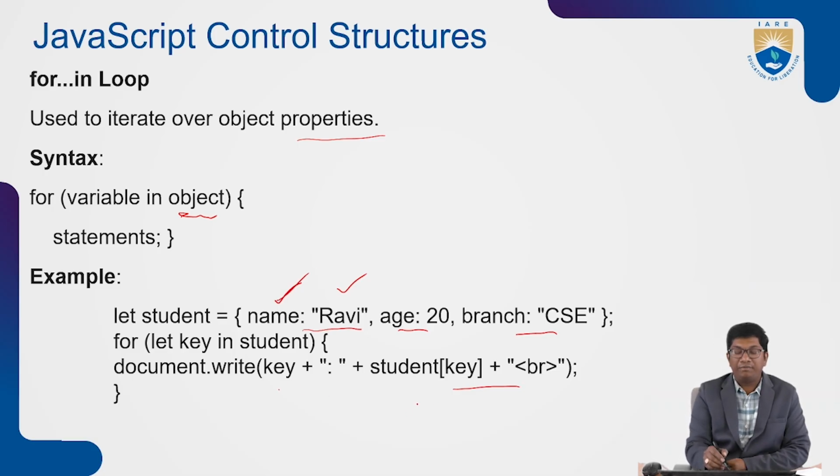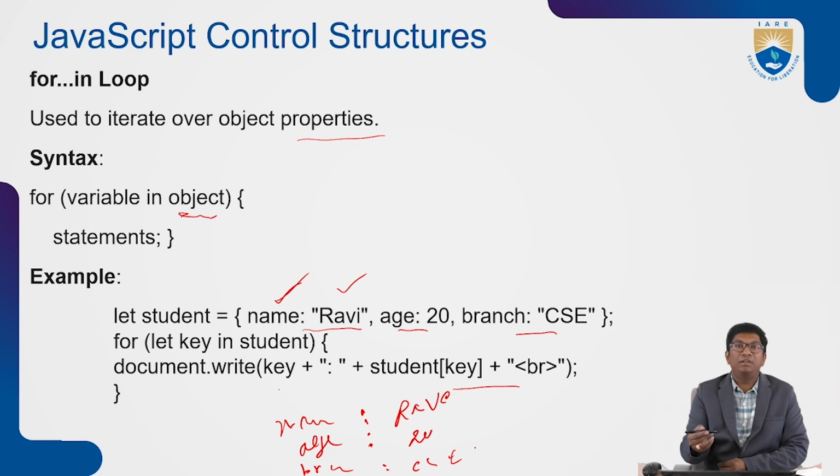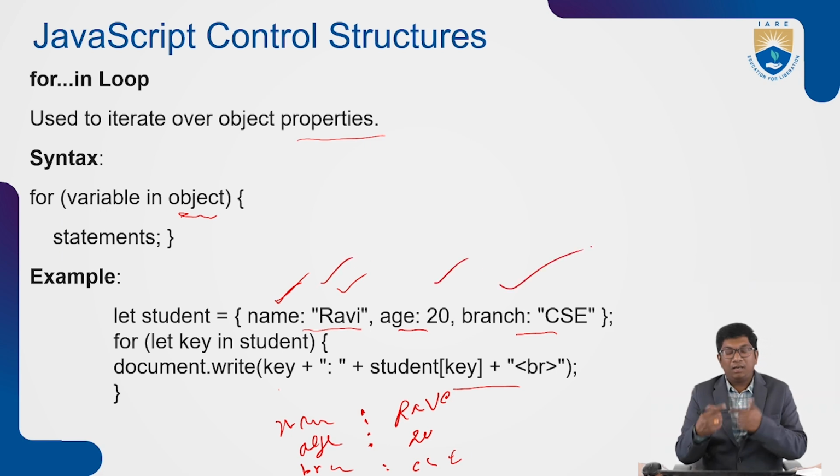Then it displays here Ravi. So name is Ravi. Next it displays age 20. Next it displays branch CSC. So how many times did it iterate? 3 times. Based on this key, values 1, 2, 3, it will iterate 3 times and display the output.